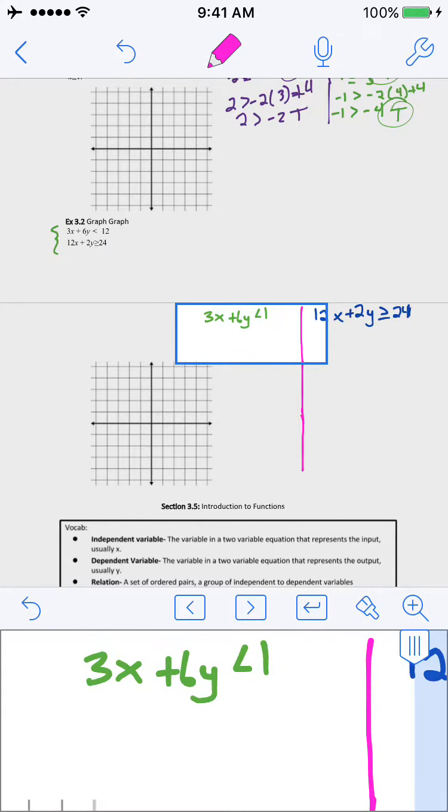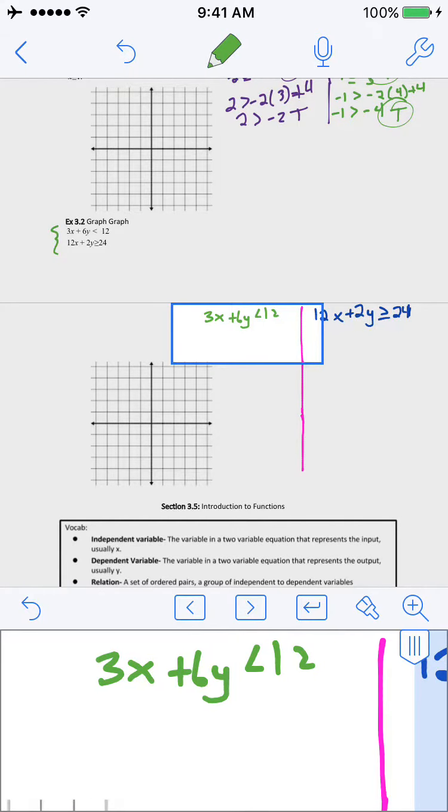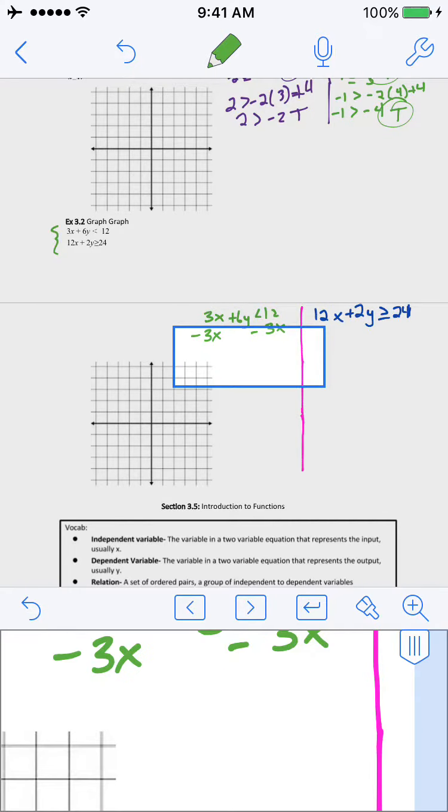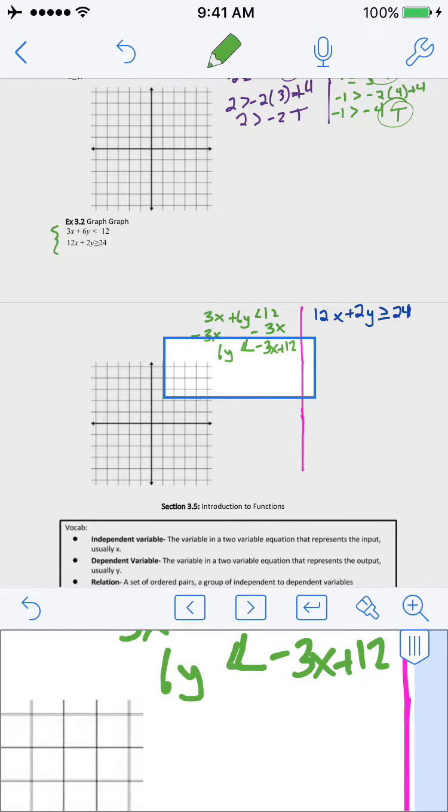Alright, so I'm going to go through this fairly quickly. So we've got, I'm sorry, this is less than 12, not equal. So we've got 3x plus 6y is less than 12. Again, we'll solve this for y equals mx plus b. So we'll subtract that 3x from both sides. We get 6y is less than negative 3x plus 12. And then we divide by 6, we get y is less than negative 1/2 x plus 2.